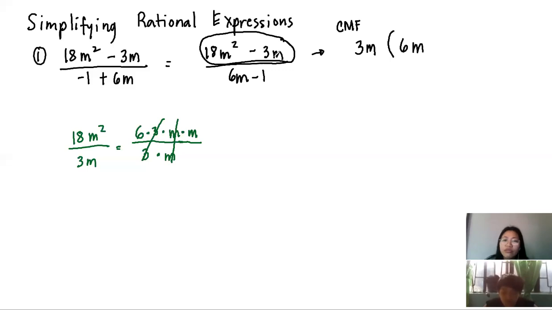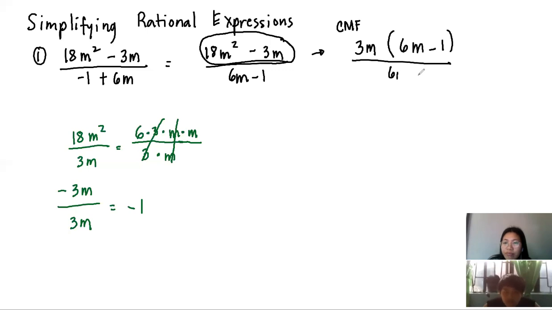Tapos, after nun, let's try negative 3m and 3m. Okay? Negative 3m and 3m. Diba? Pareho siya. So, what will happen? Isang negative, isang positive, kaya negative 1 na yung answer niya. Naintindihan? Okay. So, ang natira na lang dito ay negative 1 over 6m minus 1.